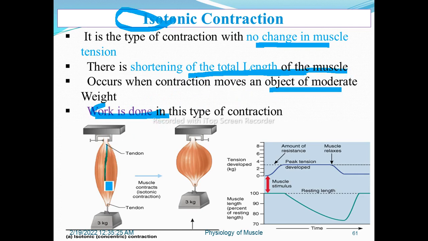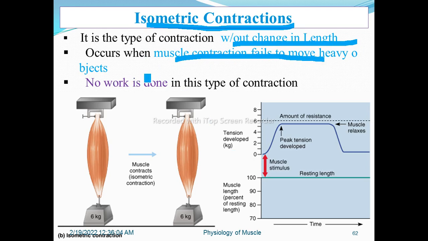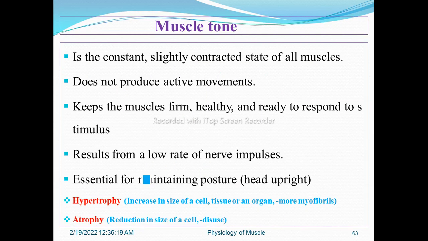So this is the length of the muscle. When it contracts, it will be short. In this case, we say isotonic contraction, and work is done. But in isometric contraction, there is no change in length. It occurs when muscle contraction fails to move heavy objects. In this type of contraction, there is no work done. The length is the same. So this is known as isometric contraction.